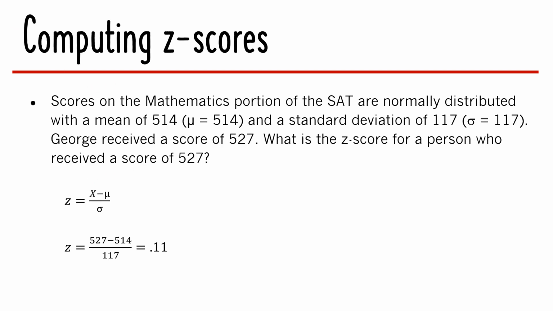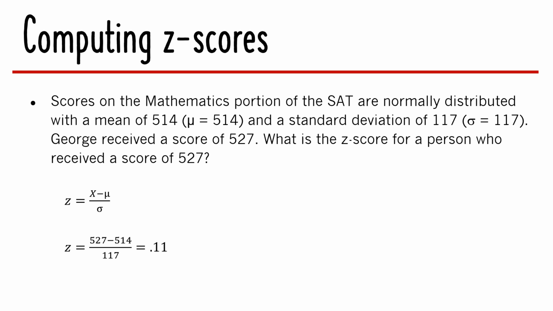Okay, for this first example, we're going to look at scores on the mathematics portion of the SAT. We know that scores are normally distributed with a mean of 514, or the population mean mu is 514, with a standard deviation of 117. And we happen to have population values here because we know the exact scores of every single person who's taken the SAT in any given year.